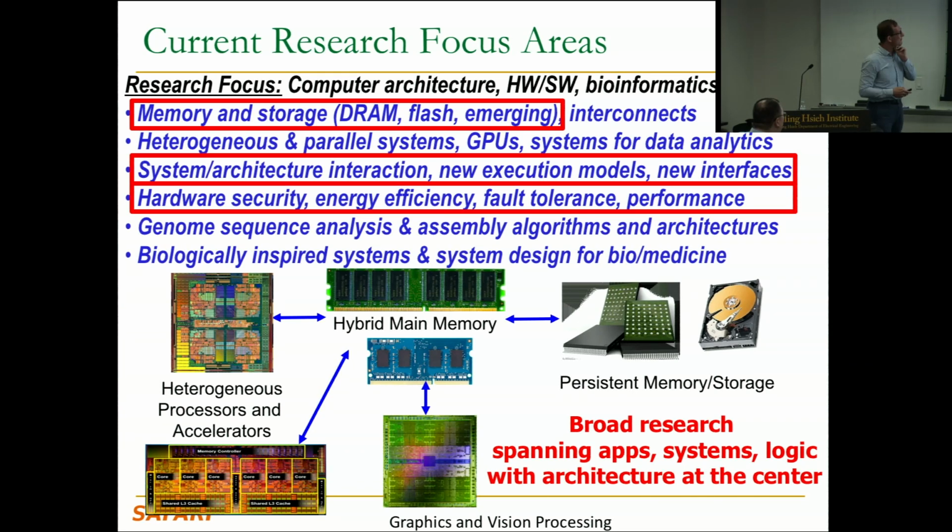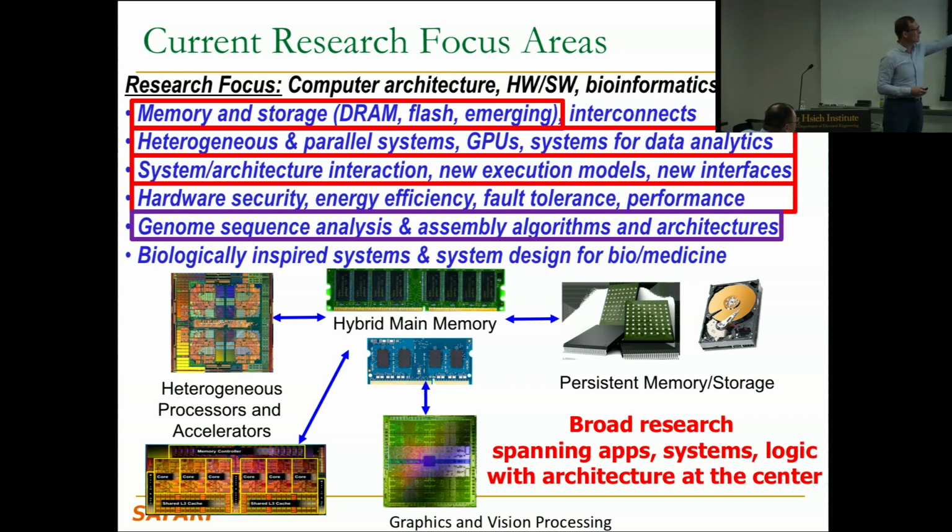Actually, we're going to touch upon a lot of these, and we're going to talk about system architecture interaction, new execution models, new interfaces that are needed to enable those new execution models, processing in memory, and by definition we're going to talk about parallel and heterogeneous systems, and we do a lot of work on GPUs. I'll touch upon a little bit of that, and pretty much everything that we discuss will be on data analytics, if you will. I do a lot of work on genome sequence analysis and assembly algorithms and architectures also. Actually, I'm going to use that as a motivating detour to start this talk from the application perspective. And this is something that I'm not going to talk about that's very interesting also.